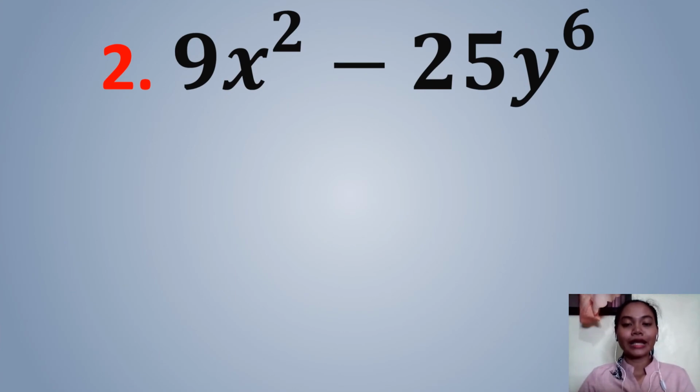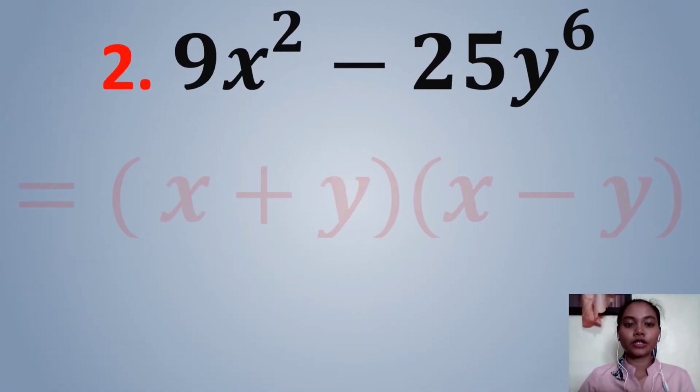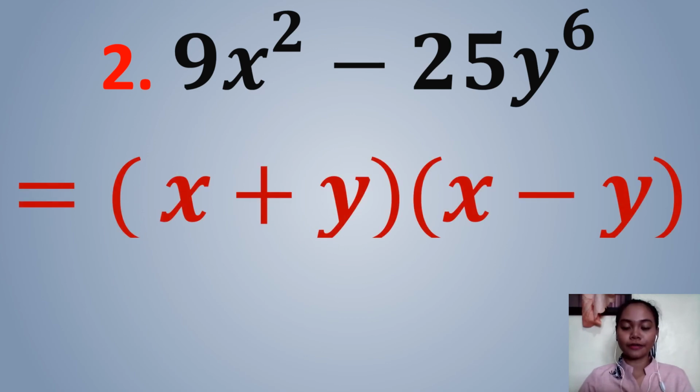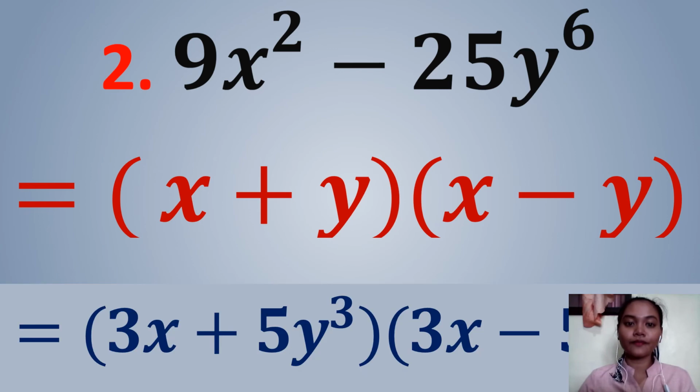Number 2, 9x squared minus 25y to the 6th. Both are perfect squares. So we need to use the pattern, the product of x plus y and x minus y. So we will be having 3x plus 5y cubed and 3x minus 5y cubed. How did we get it? Just simply get the square root of each term.